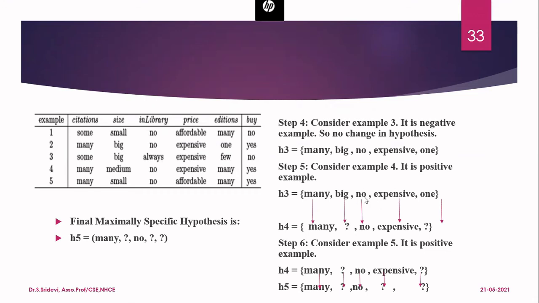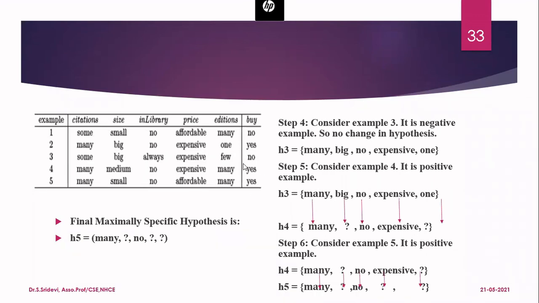Then the third parameter is no. In this also it is no, so keep it as such. The fourth parameter is expensive. Here the price is expensive. Both are the same. Keep it as such. When you consider the fifth parameter, previously in the hypothesis, we said that it should be 1. But now, even when we have many additions, we are buying. That means there is a change in the value. Whenever you have new values for the instances, you have to change it to a question mark because we are generalizing. Whether you have one addition or many additions, you are going to buy the book. So change it to a question mark.